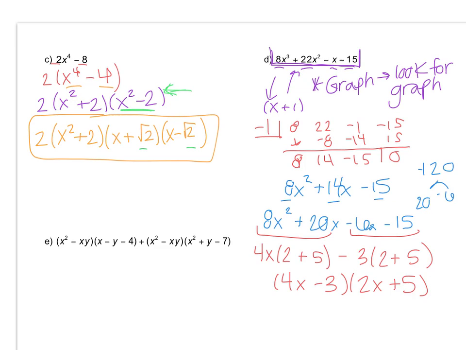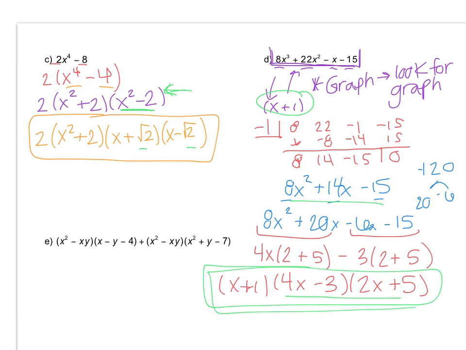Now, the important thing to remember is the big picture. This is just the factorization of that, which was the remaining factor when I had already factored x plus 1 out. So the complete factorization of this is x plus 1 times those two factors. So this is the complete prime factorization.